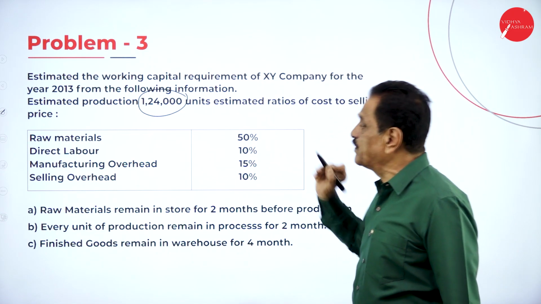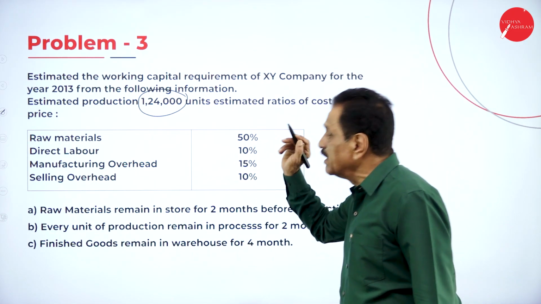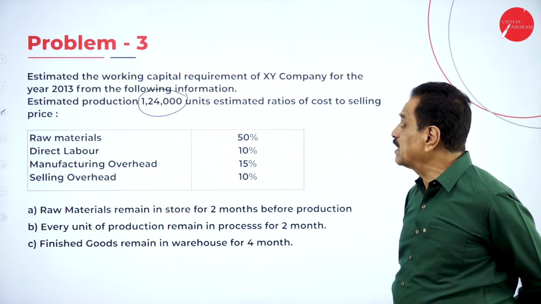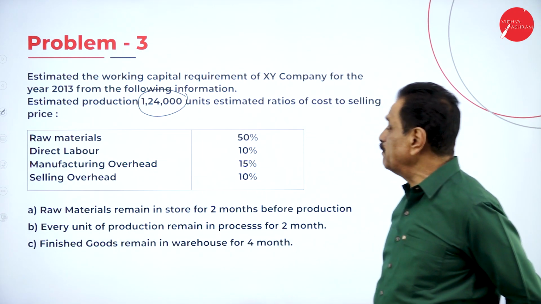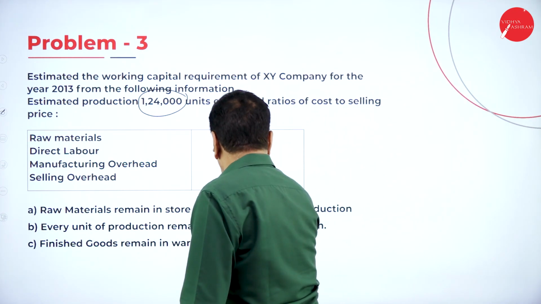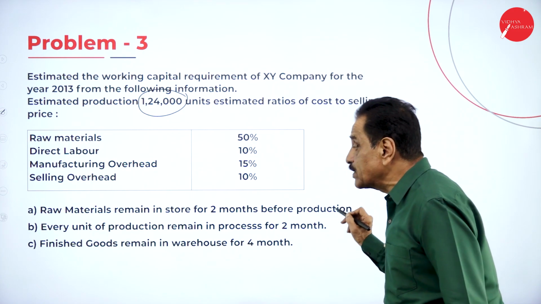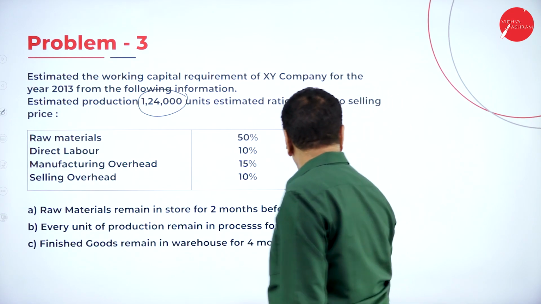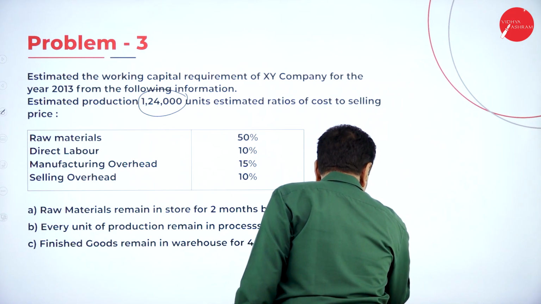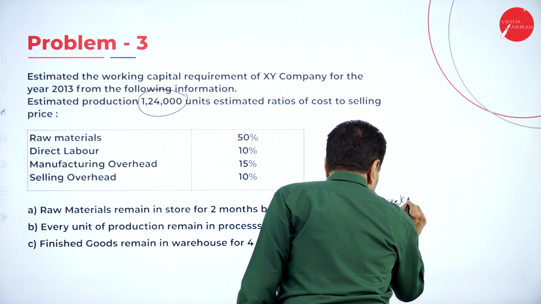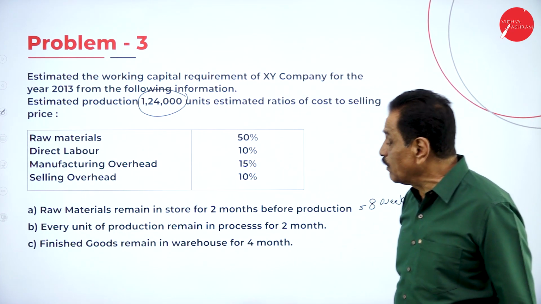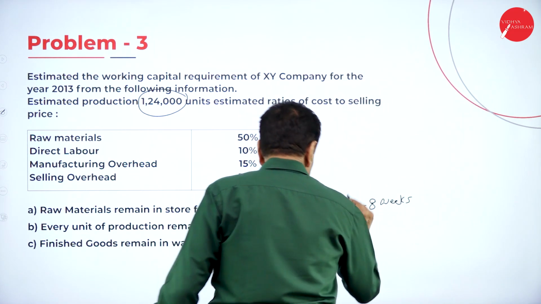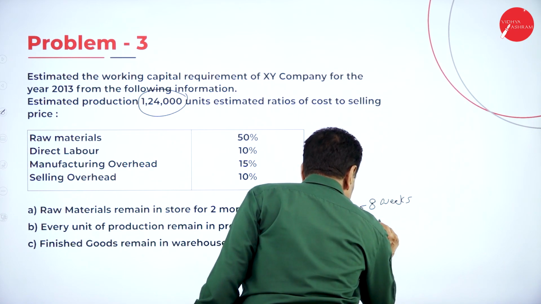Raw material is 50% of the selling price, labor 10% of the selling price, manufacturing overhead 15% of the selling price, selling overhead 10% of the selling price. Raw material in stock is an average of 2 months before production. 1 month means 4 weeks, so 2 months means 8 weeks. Every unit of production remains in process for 2 months, again 8 weeks.